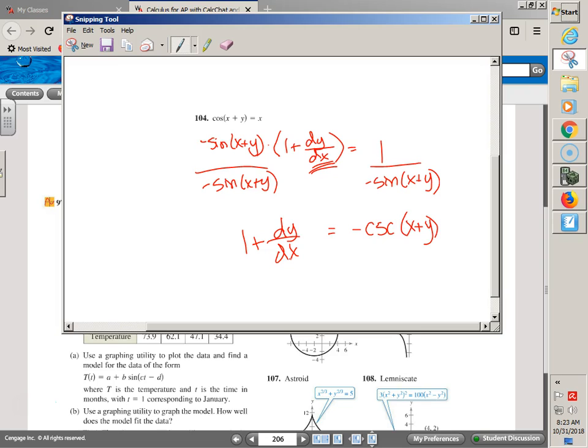And then to get dy dx by itself, subtract 1. So dy dx is equal to negative cosecant. Now, here's the struggle. This is a very valid answer, but it might not be theirs. Does it match?